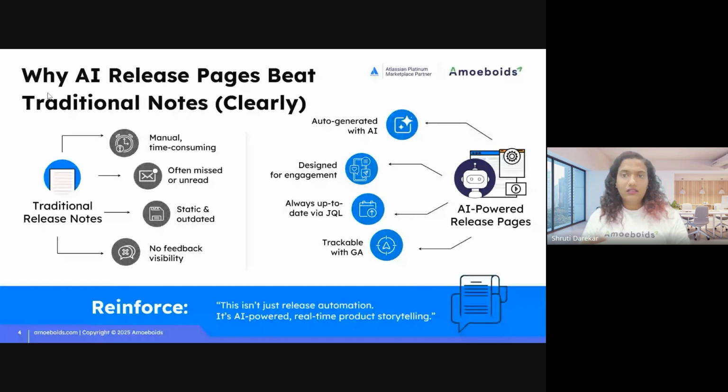You don't know if your audience is interacting with the release page or not. But with AI, all the release page content is auto-generated using AI. You can design your release page to maximize the engagement of your audience. All the updates are directly fetched via JQL from Jira, so you don't have to keep track of anything elsewhere. And everything is trackable via Google Analytics as well. That means you can see live data of where your audience is based, how many times your audience is interacting with that release page, and so on.